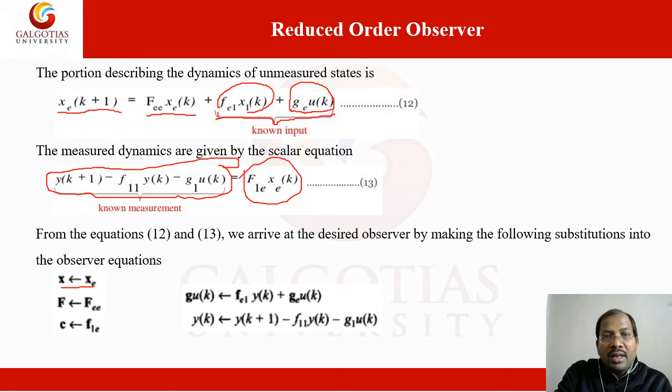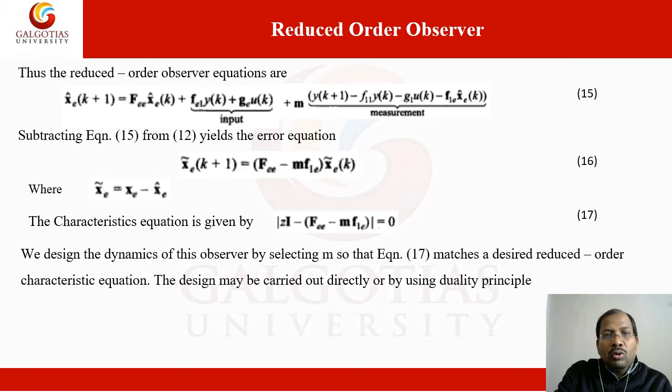This is nothing but GUK if we are comparing to the standard form, and this is the YEK. So in this way we are putting the value. So finally we are getting it in this form. So this is the reduced order observer. This is the FE1, this is the input plus M, this one measurement. So this is the reduced order observer.